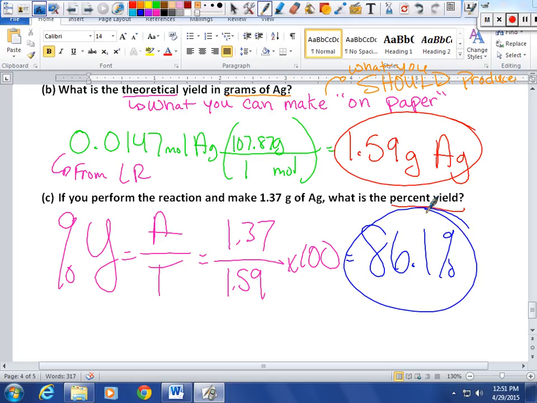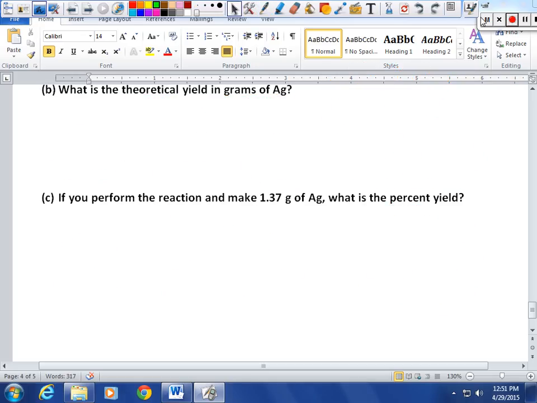So any questions on this? We're done with stoichiometry other than that little thing. We'll review on Friday. Plan on testing next Tuesday.